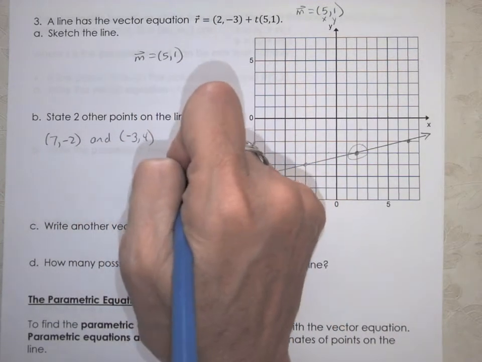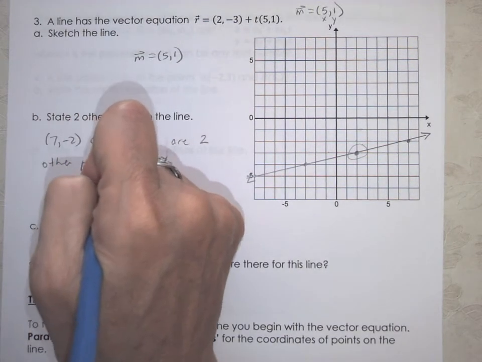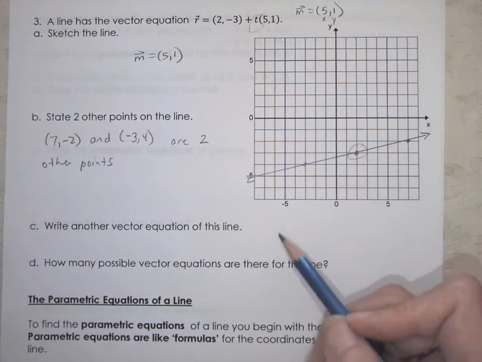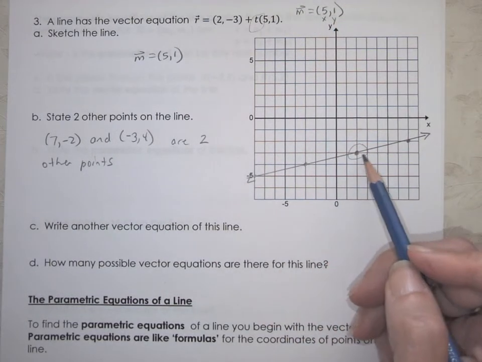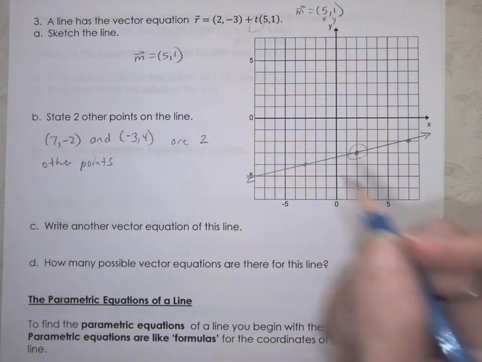So our 2 other points on the line. We didn't have to use letting our parameter be different values, because we drew the line, we could just take 2 alternate points that we plotted according to the direction vector.